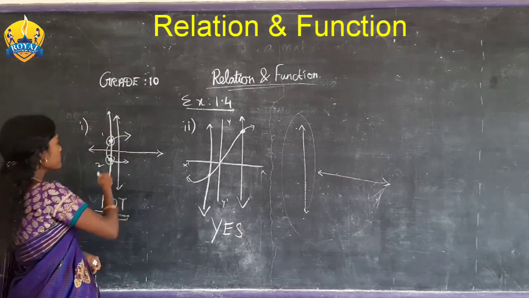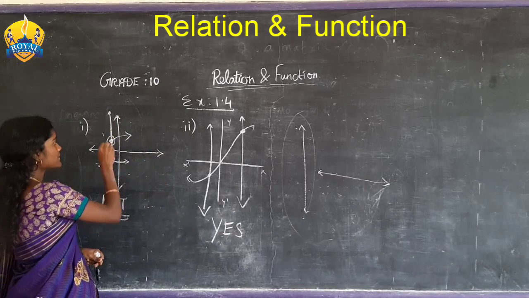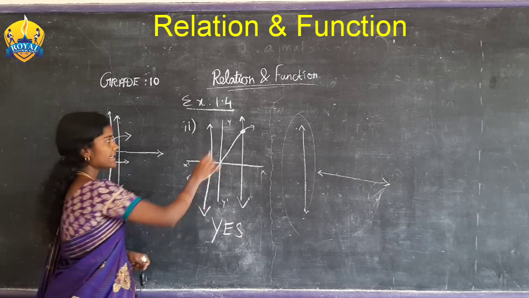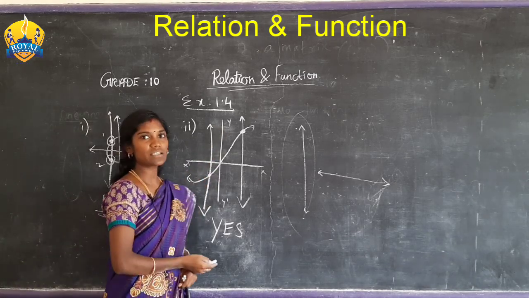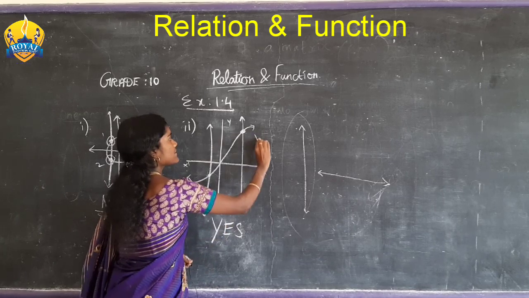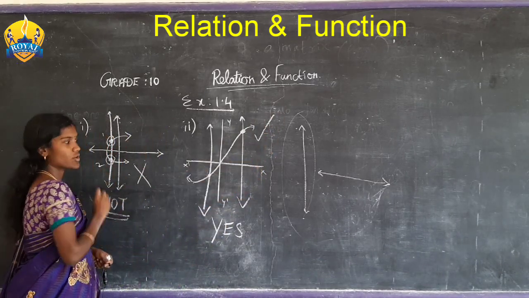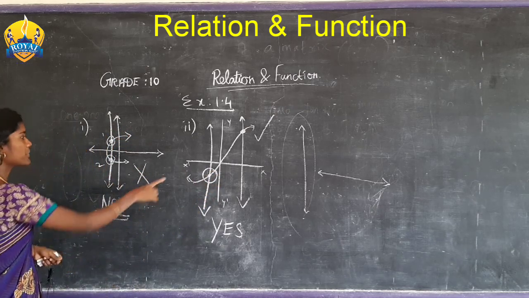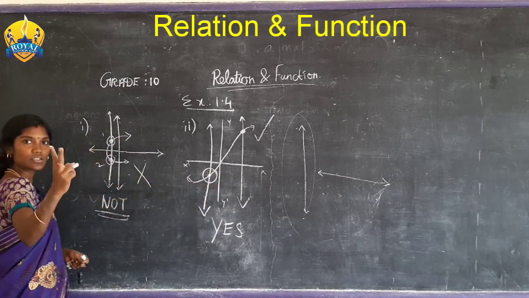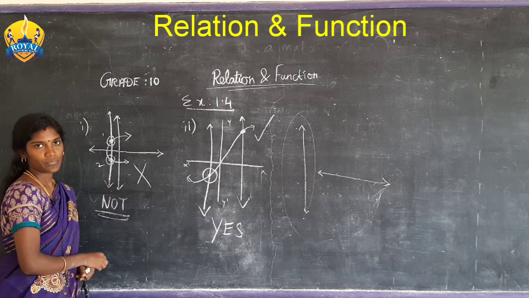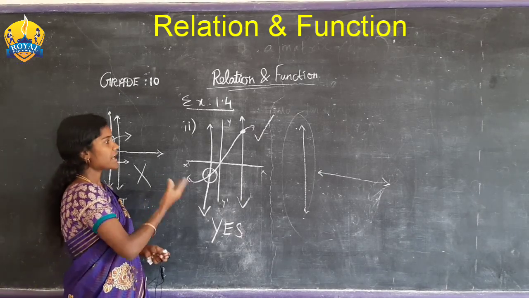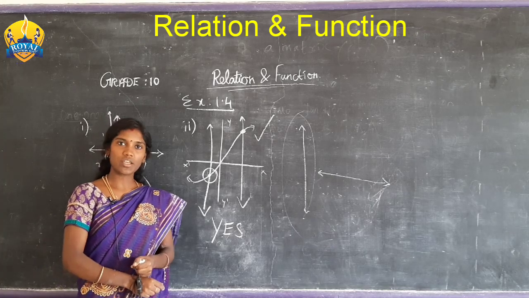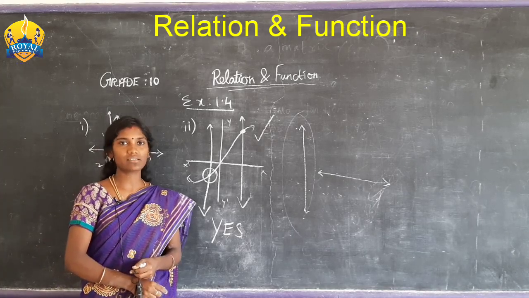If the vertical line meets the curve at 2 points, it is not a function. If it cuts at 1 point, it is a function. So this is a function, and this is not a function, because this has only 1 meeting point and that has 2 meeting points. The third and fourth sums you do at home. It is very easy. Next sum.